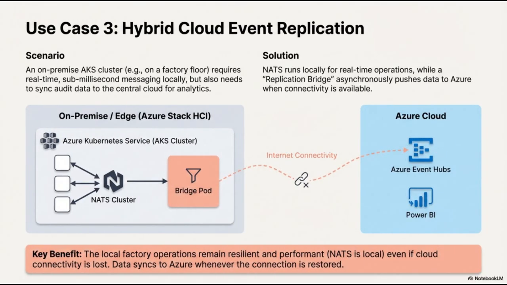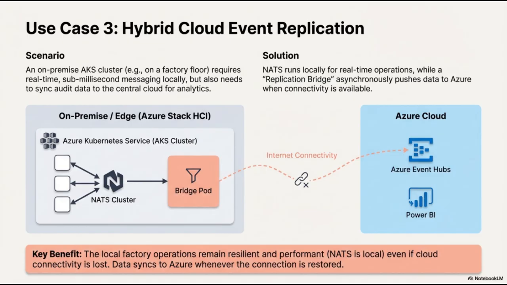In our third use case, we examine hybrid cloud event replication. This scenario involves an on-premise AKS cluster, such as one on a factory floor, that requires sub-millisecond real-time messaging for its local operations. While local speed is critical, there is also a need to synchronize audit data to a central cloud for high-level analytics. To solve this, NATS is deployed locally to handle all real-time messaging requirements. Complementing this is a replication bridge pod, which asynchronously pushes data to Azure whenever connectivity is available.